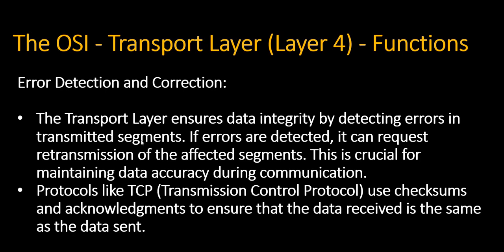Error detection and correction. The transport layer ensures data integrity by detecting errors in transmitted segments. If errors are detected, it can request retransmission of the affected segments. This is crucial for maintaining data accuracy during communication. Protocols like TCP use checksums and acknowledgements to ensure that the data received is the same as the data sent.